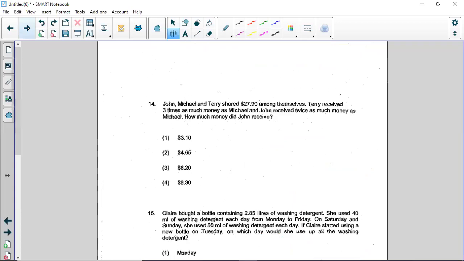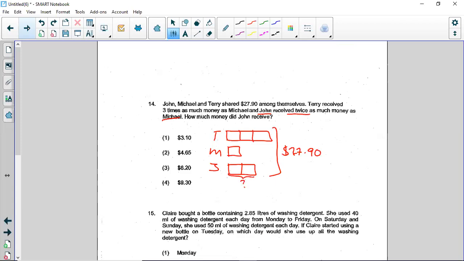Okay, now question 14, model again. Why model? Because you see 3 times, twice as much. All these are clues to model drawing. Terry received 3 times as much as Michael, so draw a rectangle. Okay, so Michael has 1 time. And John received twice as much as Michael. So Michael has 1 box already. So John has 2 times of Michael, 2 boxes, right? And then you add them together, that will be $27.90, right? So how much money did John receive? So your question mark. Yeah.